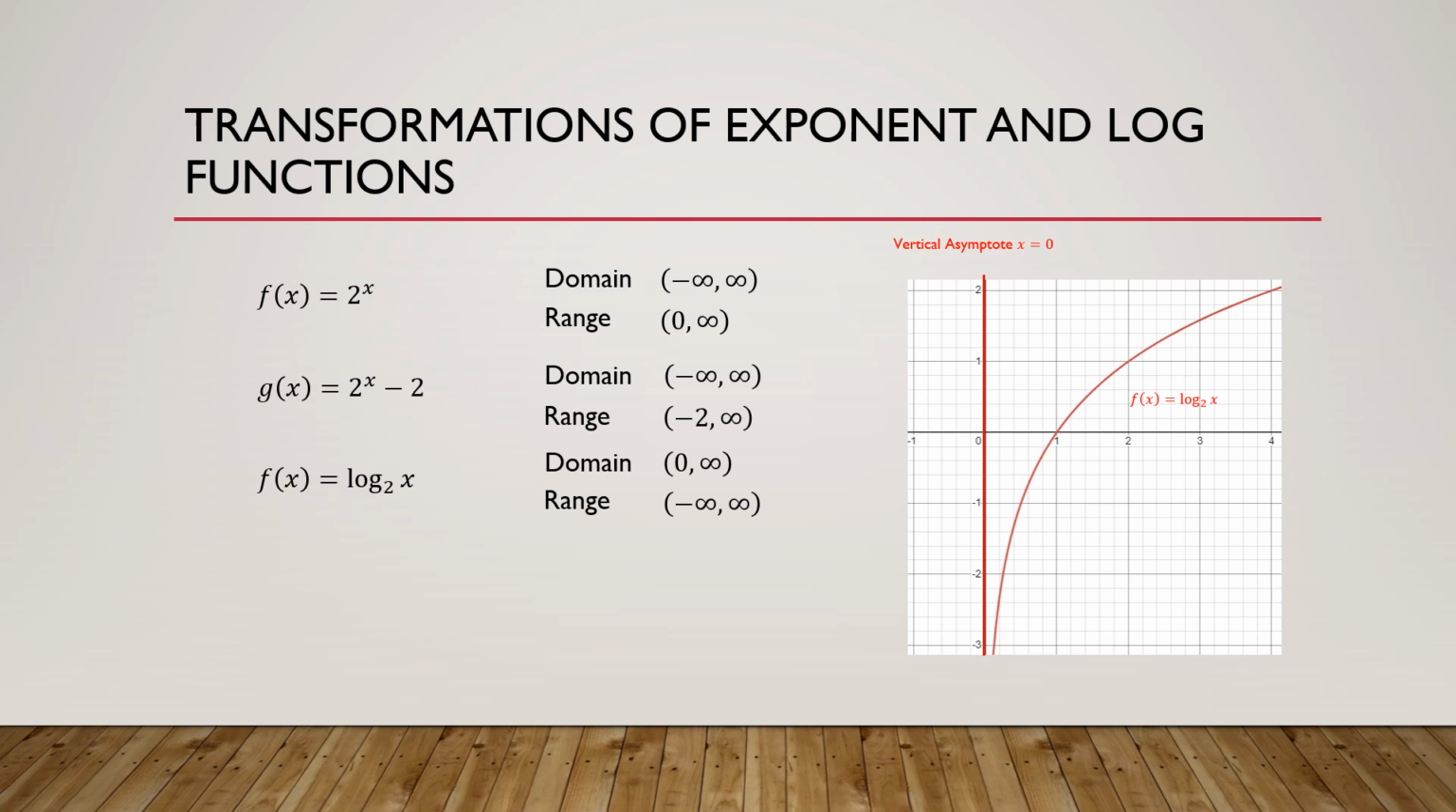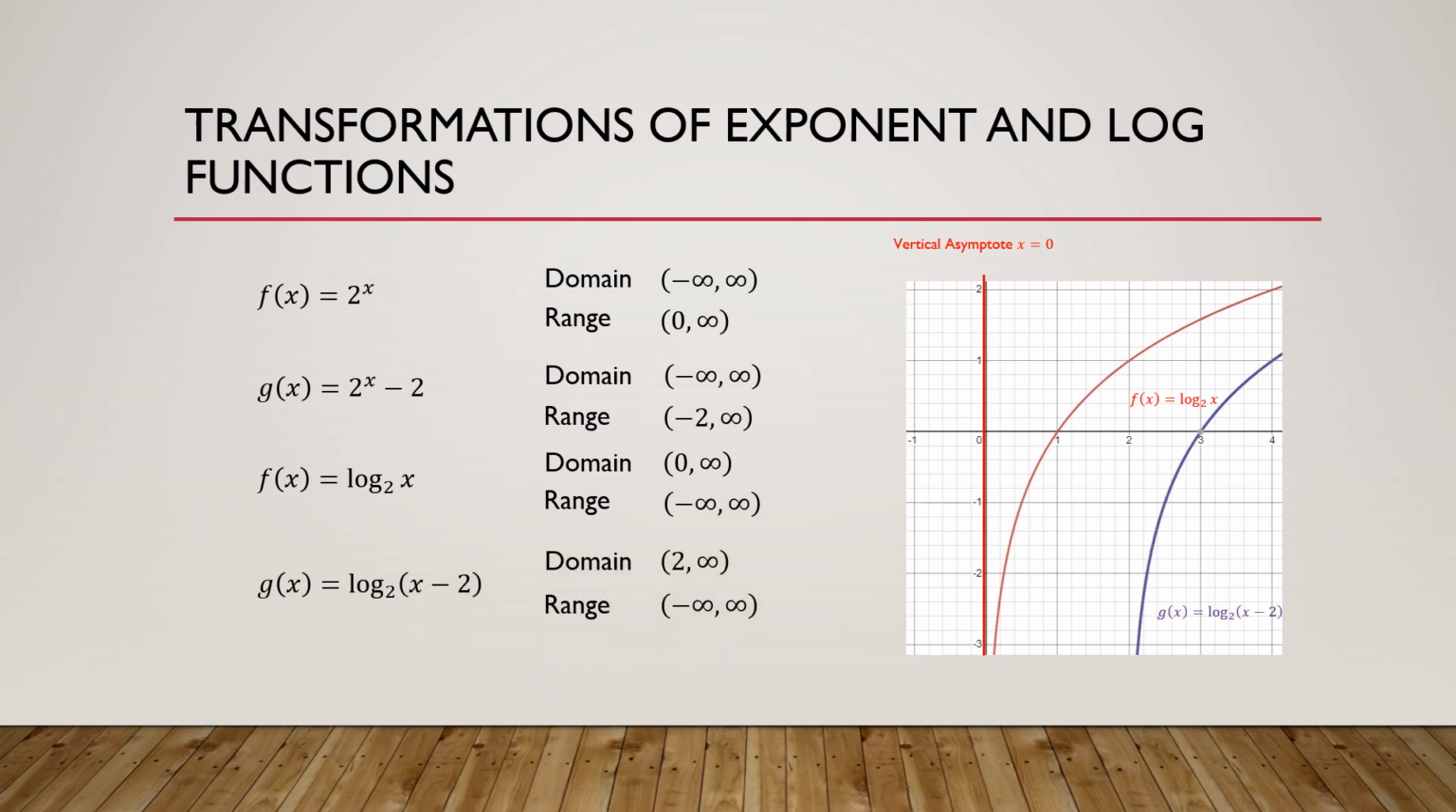The asymptote of this function is affected by horizontal transformations, such as g of x is equal to log base 2 of x minus 2. This changes the domain to all x's greater than 2 and moves the vertical asymptote to x equals 2.